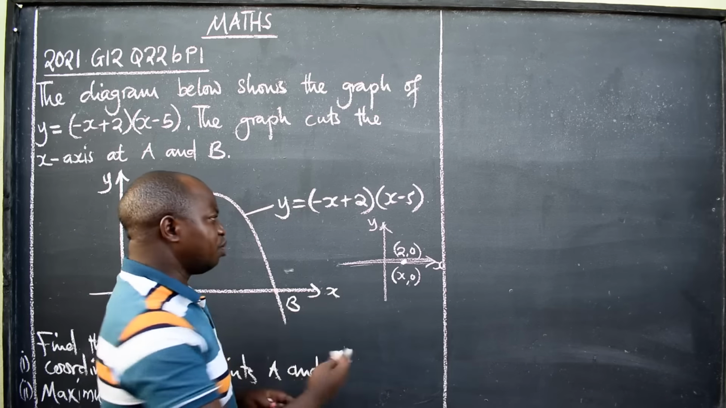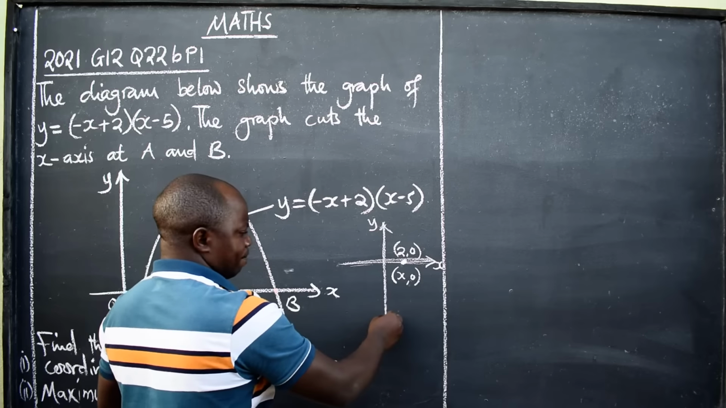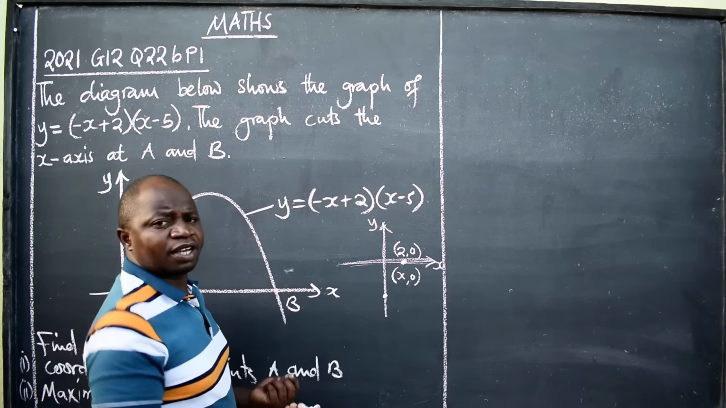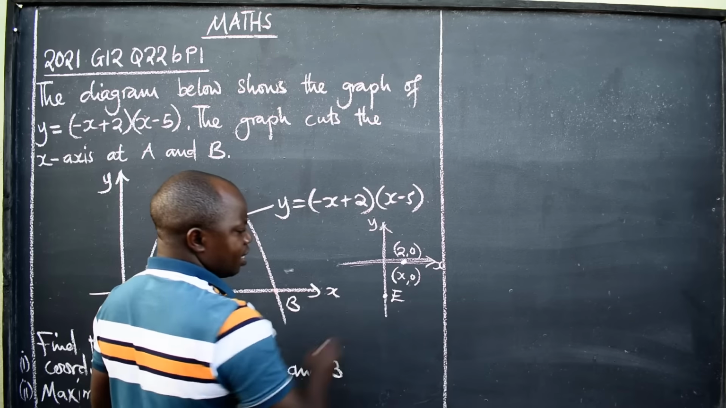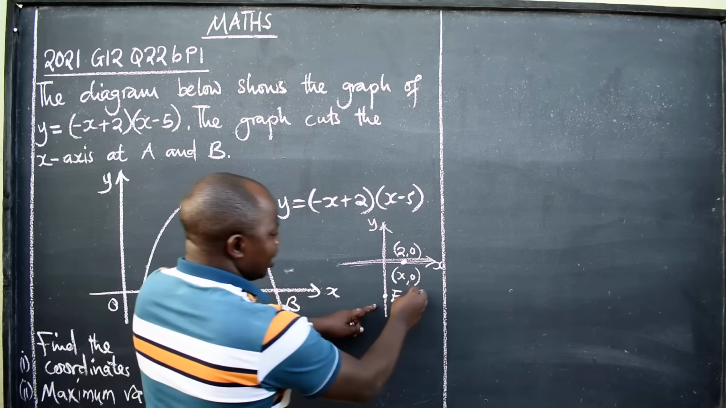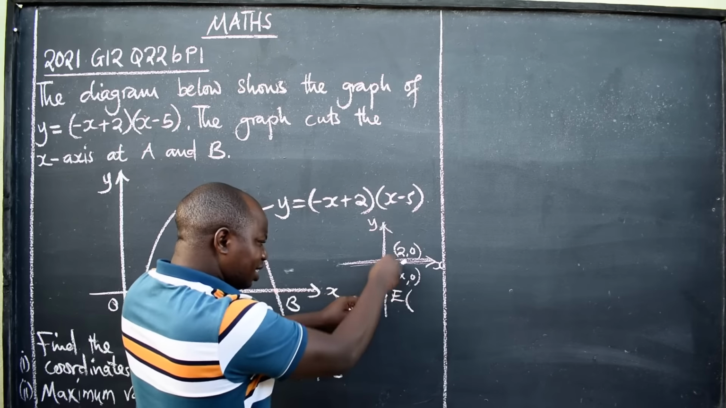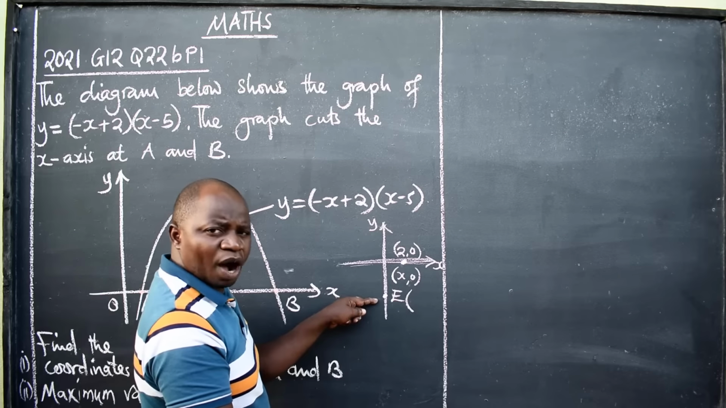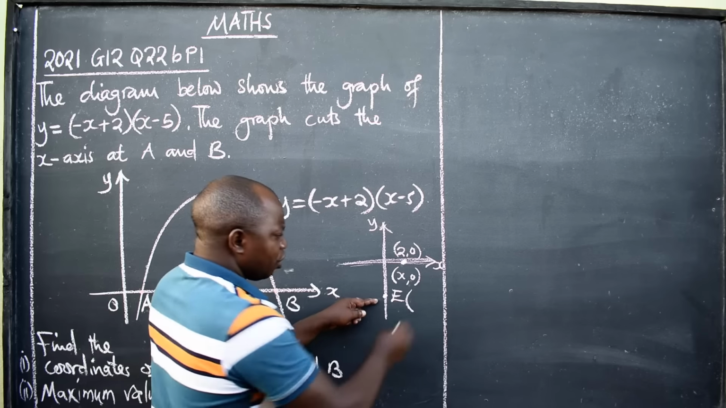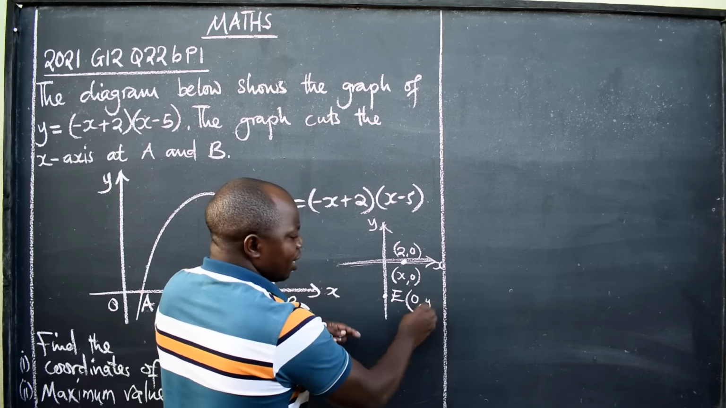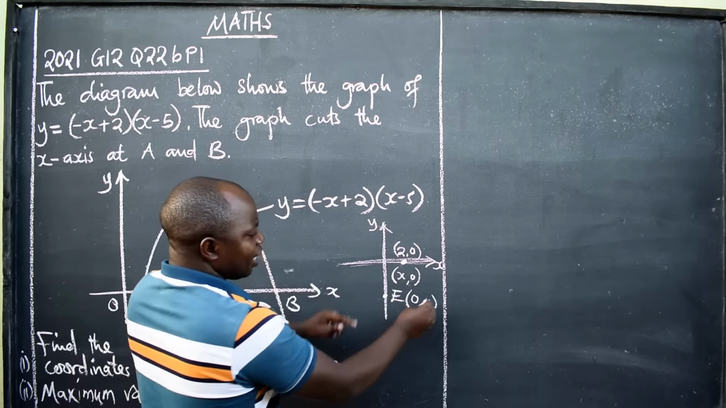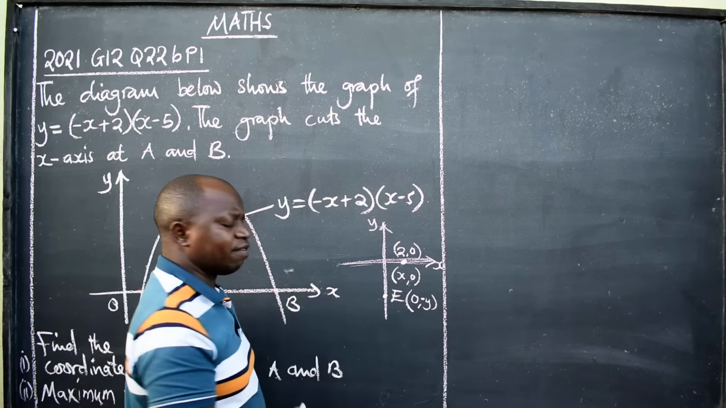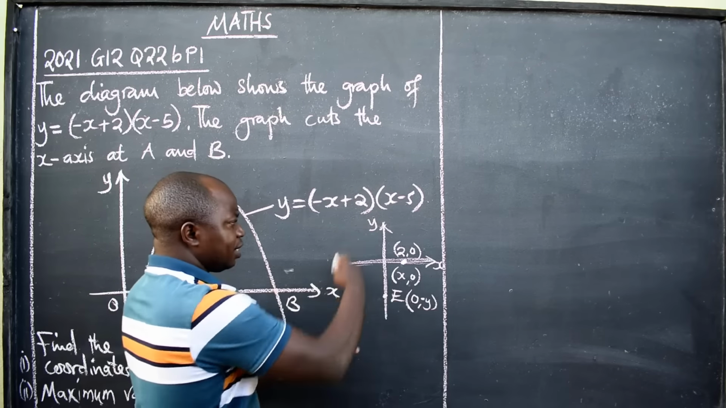Same is true on the other side here. If I have a point here, being told that this point, for example, is point E, as long as it is on the y-axis, the value of x will remain 0. So it will be (0, y). This side it is negative, so it will be (0, negative y). You just need to find the value of y. I hope this is clear.